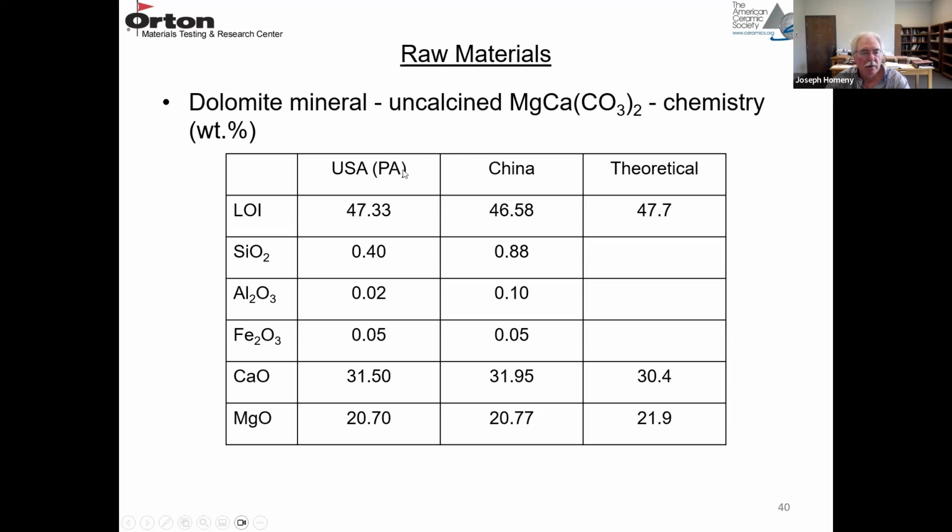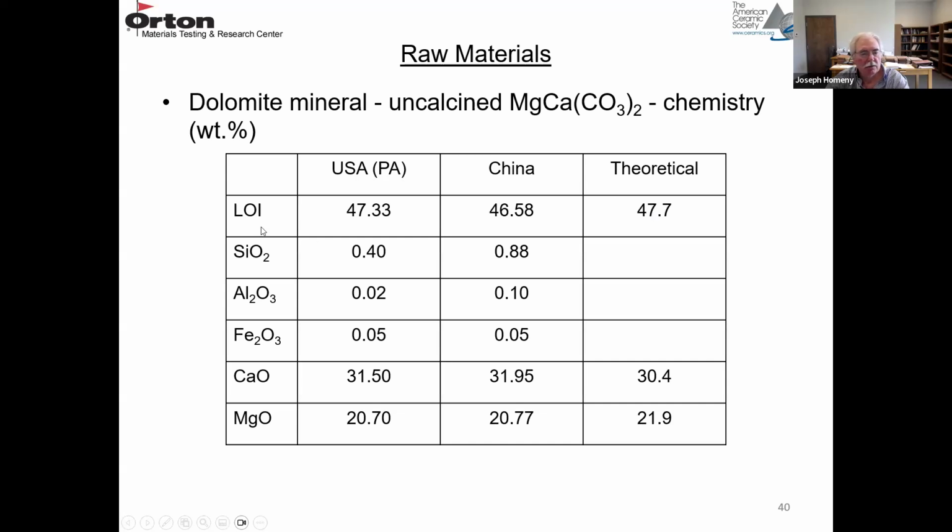There's a source in Pennsylvania. Actually, it's near York, Pennsylvania. It's a very good source of dolomite. There's actually a company there that makes dolomite refractories. And another source is China.